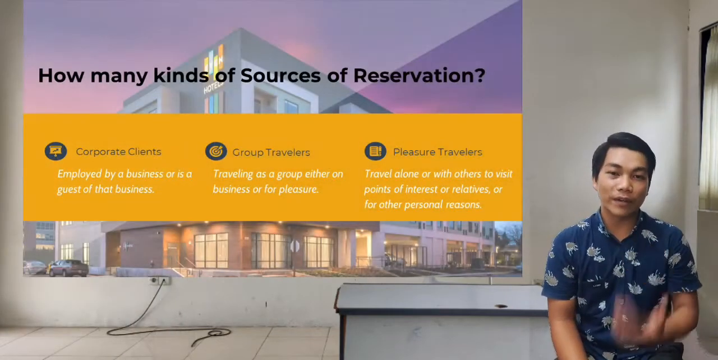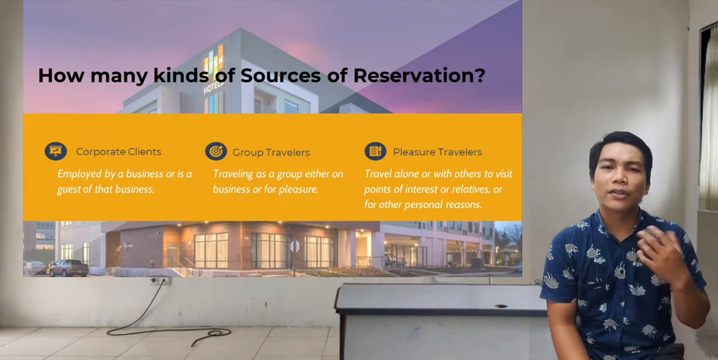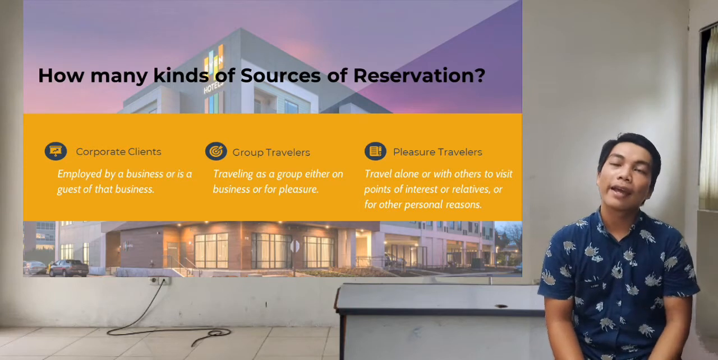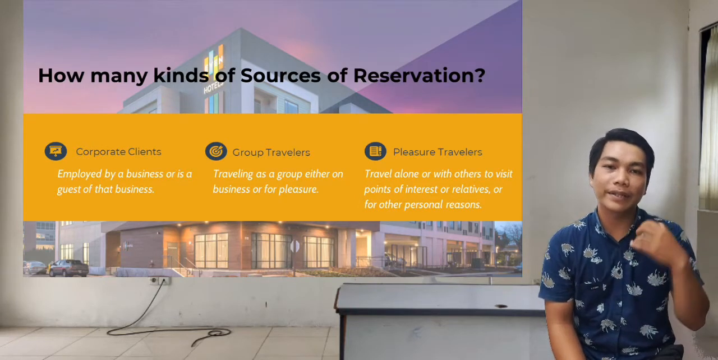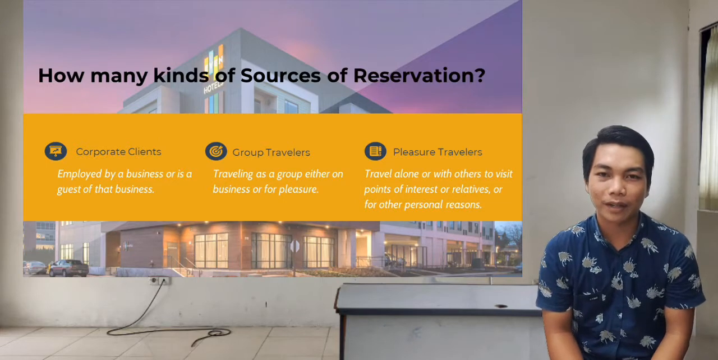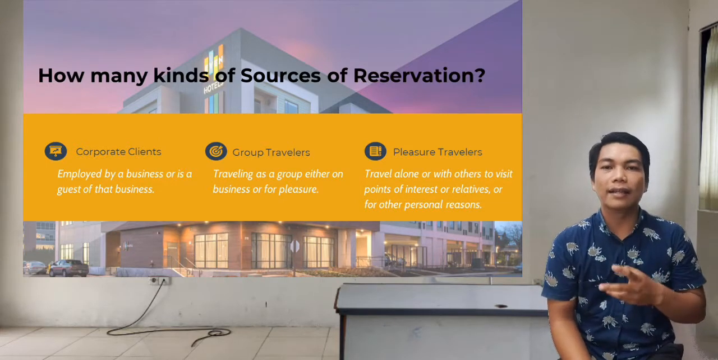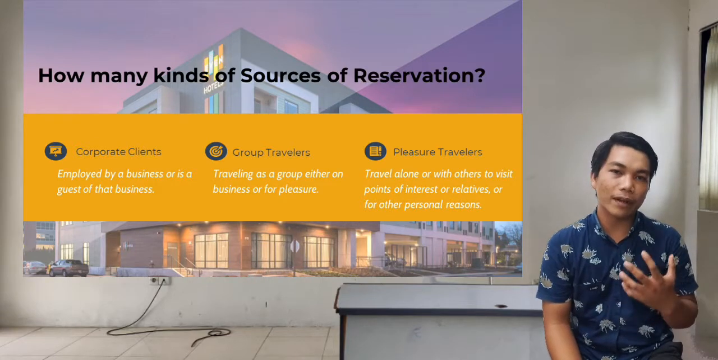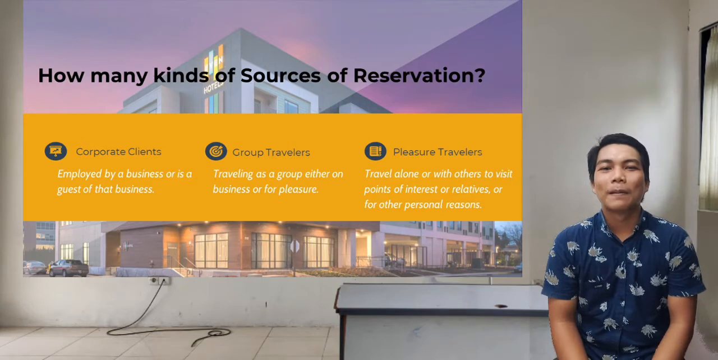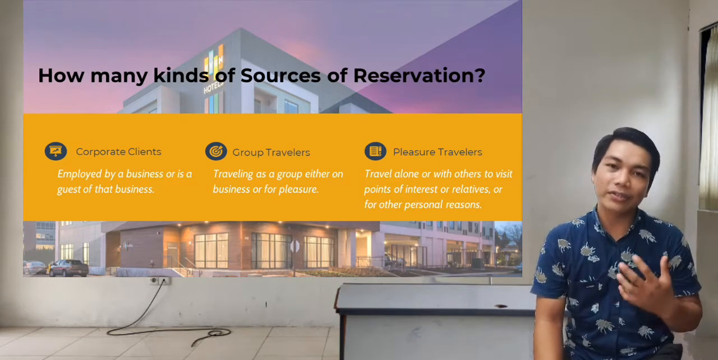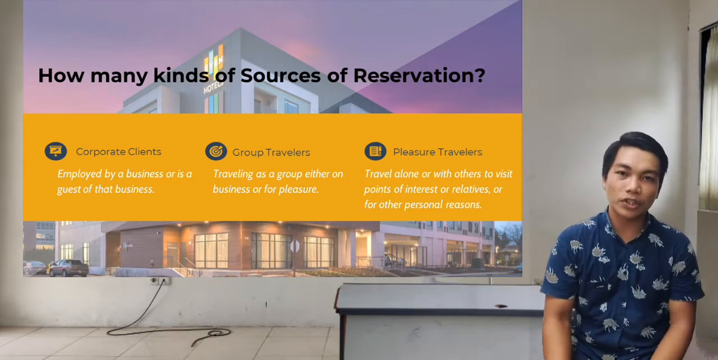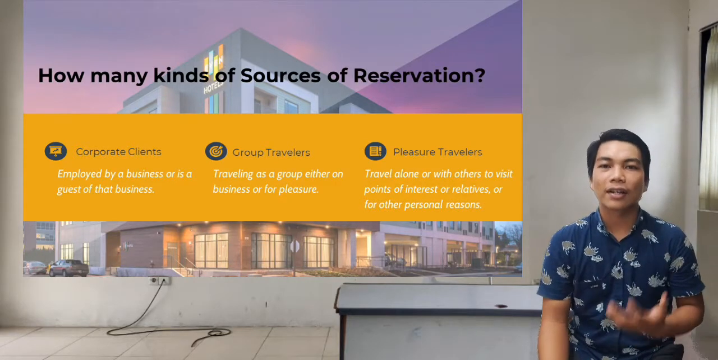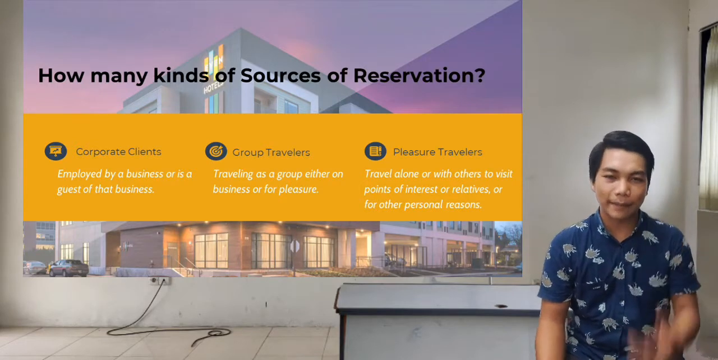The next is group travelers. Group travelers are persons who are traveling as a group either on business or for pleasure. Convention guests and seminar attendees are examples of a group that travels on business. Participants in this organized tour tend to pursue recreation, education, hobbies, and special interests, which constitute some of the pleasure segment.